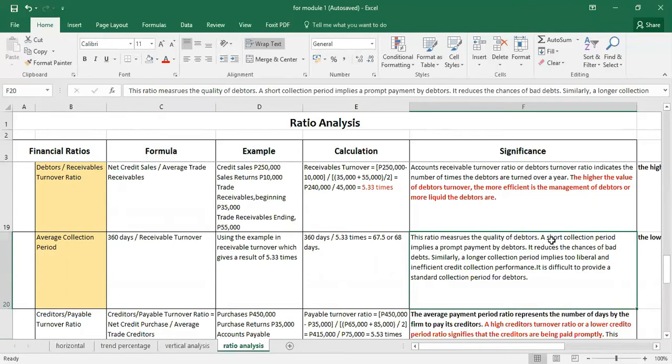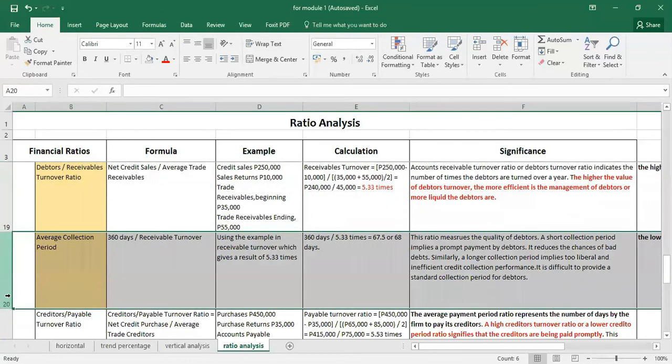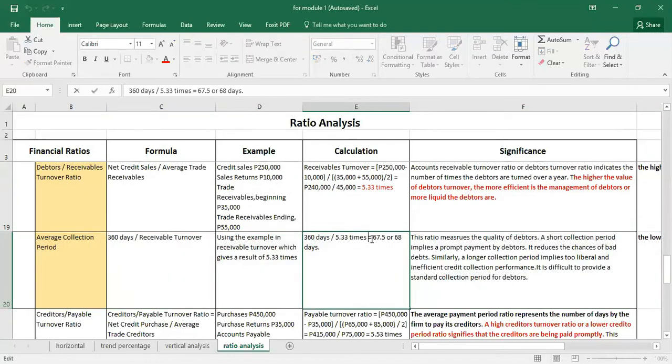So, this ratio measures the quality of debtors. A short collection period implies prompt payment by the debtors. It reduces the chances of bad debt. Similarly, longer collection period implies too liberal and inefficient credit collection performance. It is difficult to provide standard collection period for debtors. So, ang implication nito, halimbawa, kung ang turnover ratio natin ay masyadong mababa, ibig sabihin ang average collection natin ay mataas. Halimbawa dito, kung 5.33 times lang sa isang taon, meaning to say, every 67 or 68 days lang siyang nakakapaningil ng mga pagkakautang sa kanya.